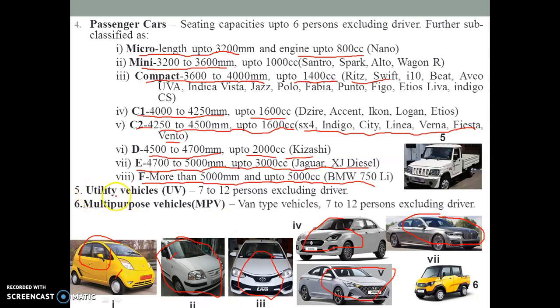For the fifth one, utility vehicles have 7 to 12 person capacity, excluding the driver. So this is the utility vehicle here. And then multi-purpose vehicles, this is mentioned as 7 to 12 persons excluding the driver.